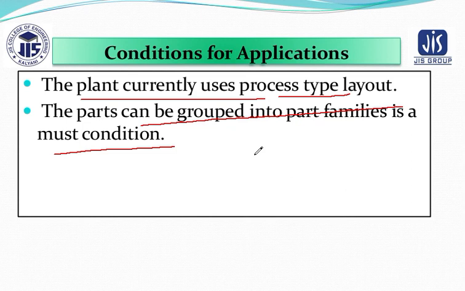Part families are basically defined by the fact that their members have similar design or manufacturing features. The composite part concept takes this part family definition to its logical conclusion. The composite part for a given family is basically a hypothetical part that includes all of the design and manufacturing attributes of the family. In general, an individual part in the family will have some of the features that characterize the family, but not all of them.